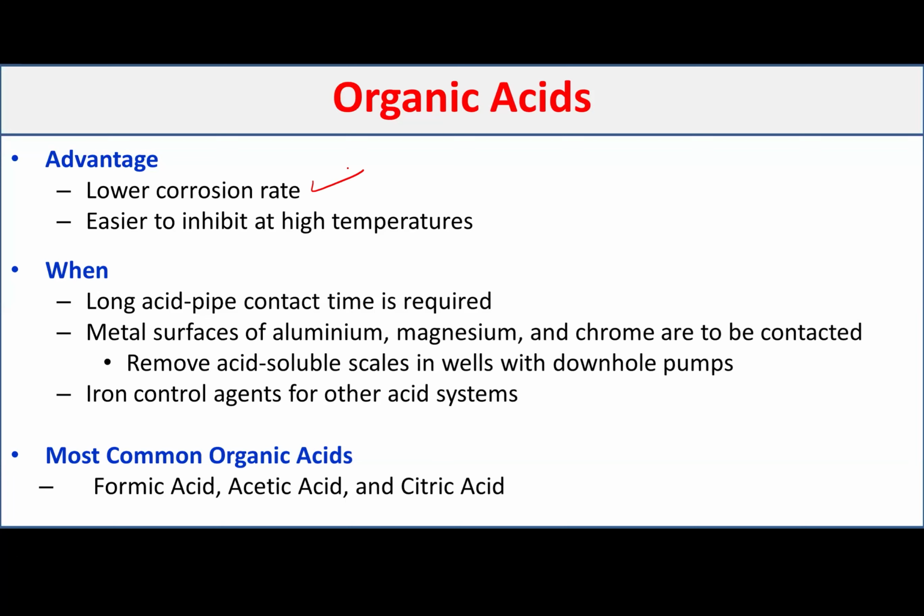So if you are having a chrome 13 pipe, or some pipes that you really want to protect, because replacing this pipe is super expensive, especially if you are talking about an offshore environment. It's not easy to replace your casing or your production pipe. In this case, maybe you are forced to use organic acid, or sometimes use a lower HCl concentration to be able to inhibit it. Second, the reaction at higher temperature. You can inhibit it for high temperature, so you can easily use it up to 350 Fahrenheit without any issue.